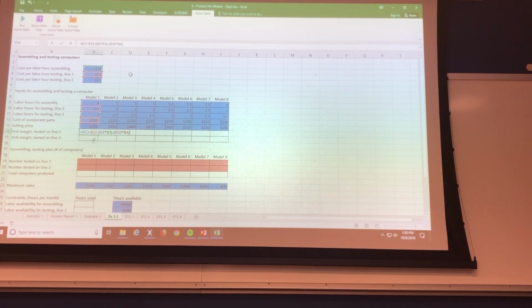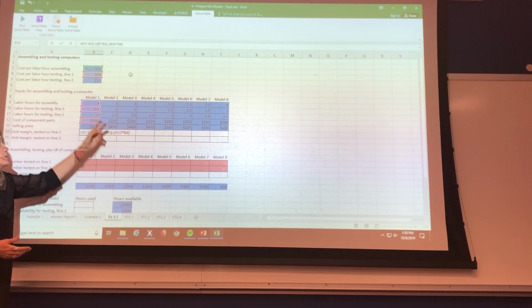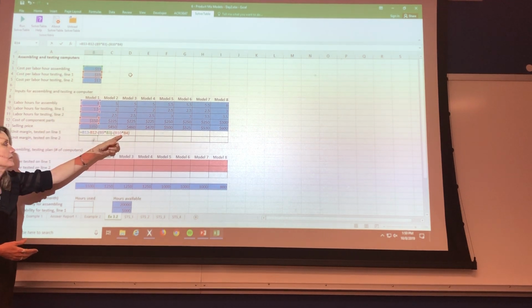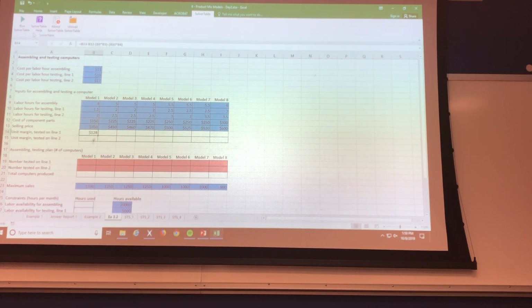Good? Okay, so you don't put testing on line 2 into this formula because, remember, they don't do both. This is just the formula for the unit margin if you were tested on line 1. The selling price minus the component prices, then the assembly, which is the hours times the rate, and then the testing on line 1, which is the hours times the rate. Okay, that's all good.